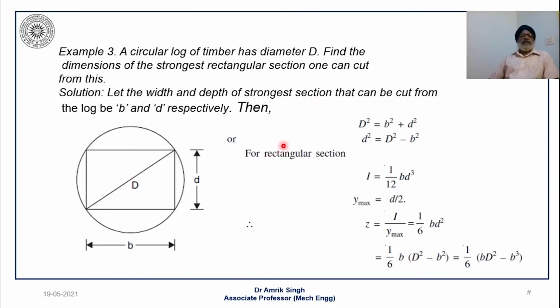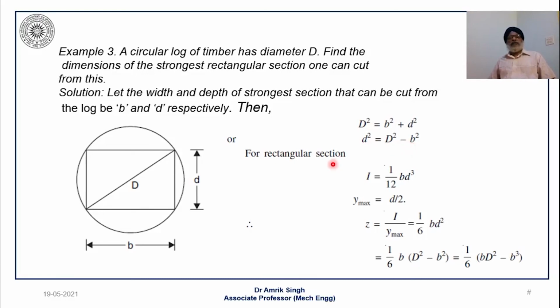A third example we can also see, in which we can decide the dimension of the strongest beam. It says that a circular log of timber has a diameter D. Find the dimension of the strongest rectangular section one can cut from this. So we assume that this log of timber has a diameter D. Let us assume a section with dimensions B and D, where D is the depth and B is the width. From this triangle, we can write the relation D square is equal to B square plus D square, or we can rewrite it like this.